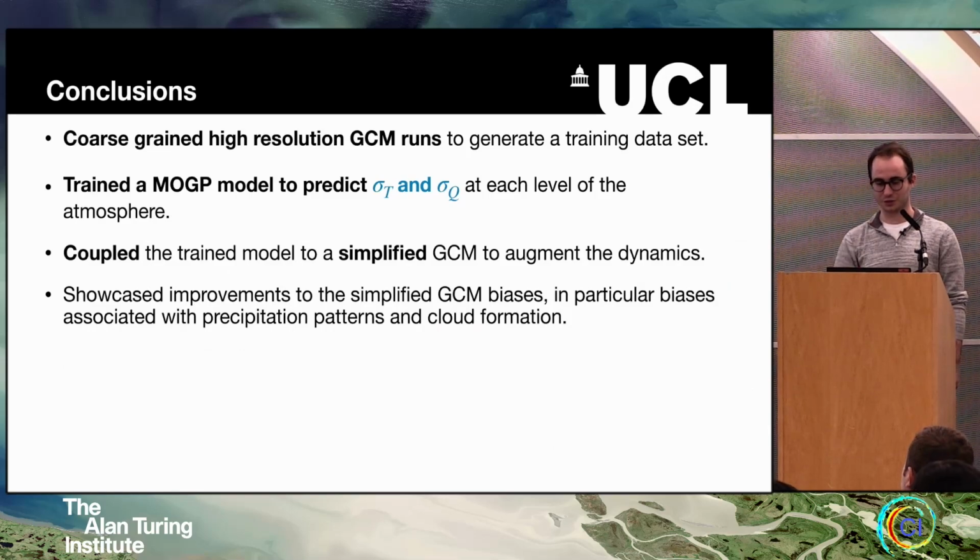Okay, so to conclude, we've managed to coarse grain some high-resolution data from some GCM runs. We've trained a Gaussian process model that's able to then predict the amount of variability you'd expect in the atmosphere given the current state. And we've coupled this Gaussian process to a very simplified GCM model that augments the dynamics at runtime. We've showcased that this can improve some biases in the model, particularly with precipitation, but we've also been looking at cloud formation as well.